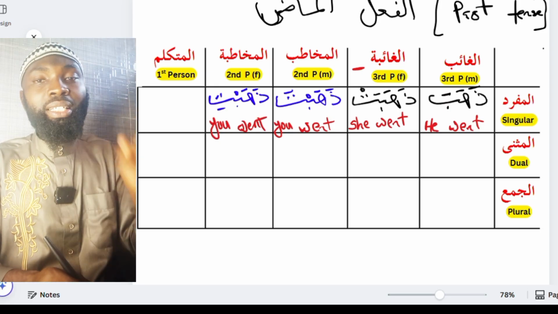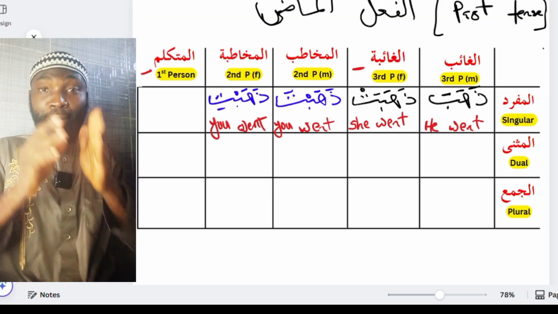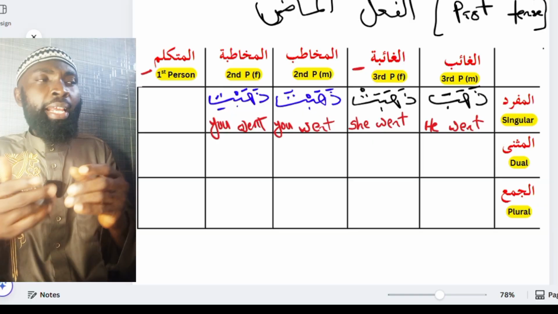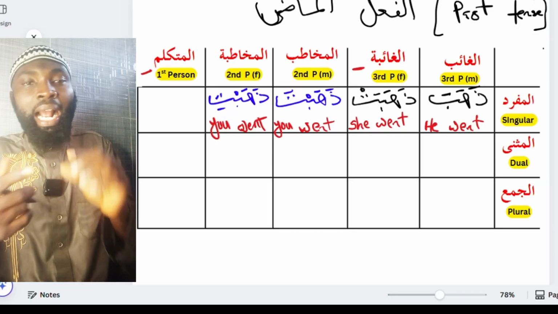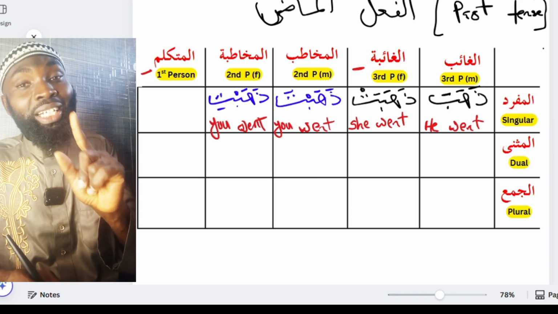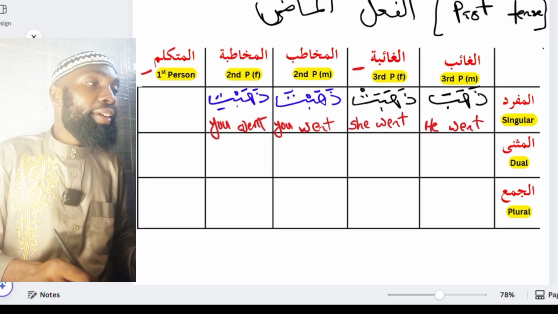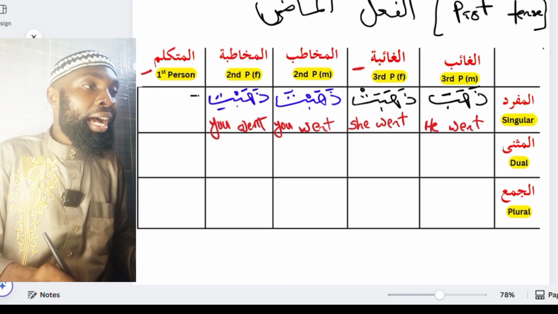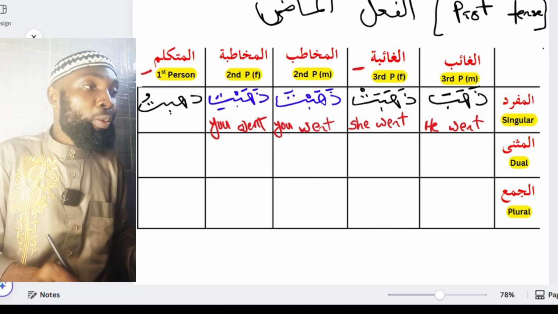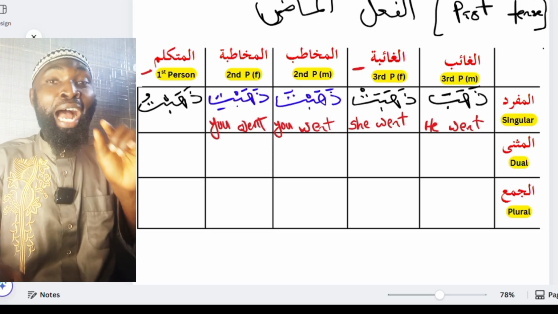Now I'm coming to the last column, which is al-mutakallimu, the speaker. The person who is talking, I'm the speaker here. I'm the first person. I'm the one speaking. If I want to say that I went, how will I form the verb? Now, the ta is what is changing. You can see it all through. This time, I would now be left with the word dhahabtu. So the ta this time is carrying dhamma. So dhahabtu, I went.